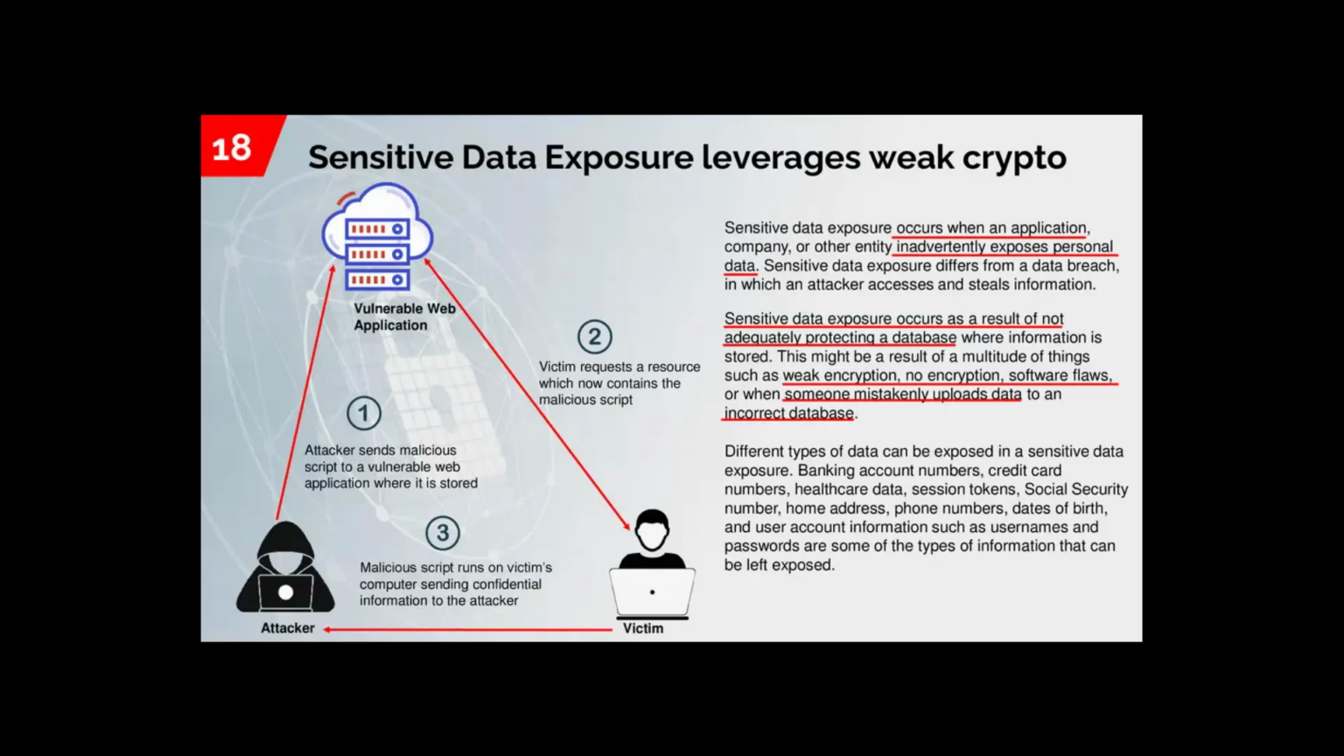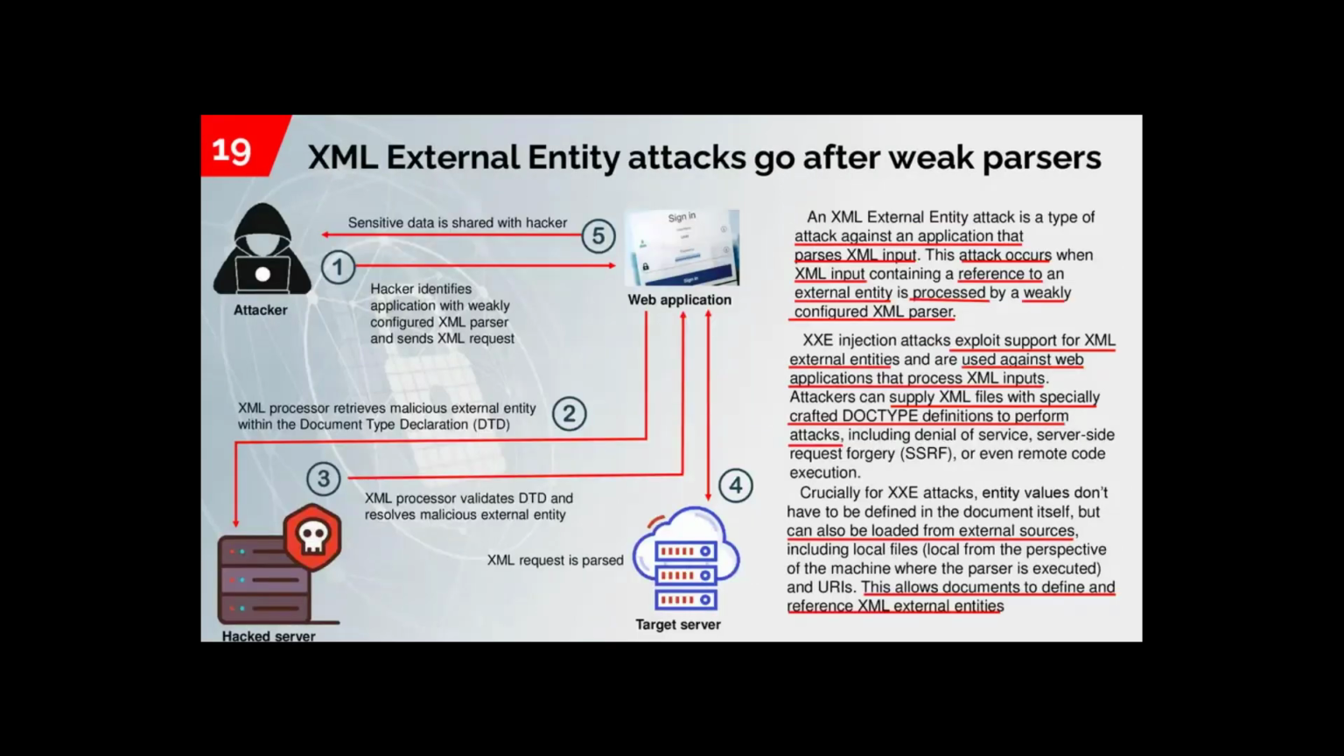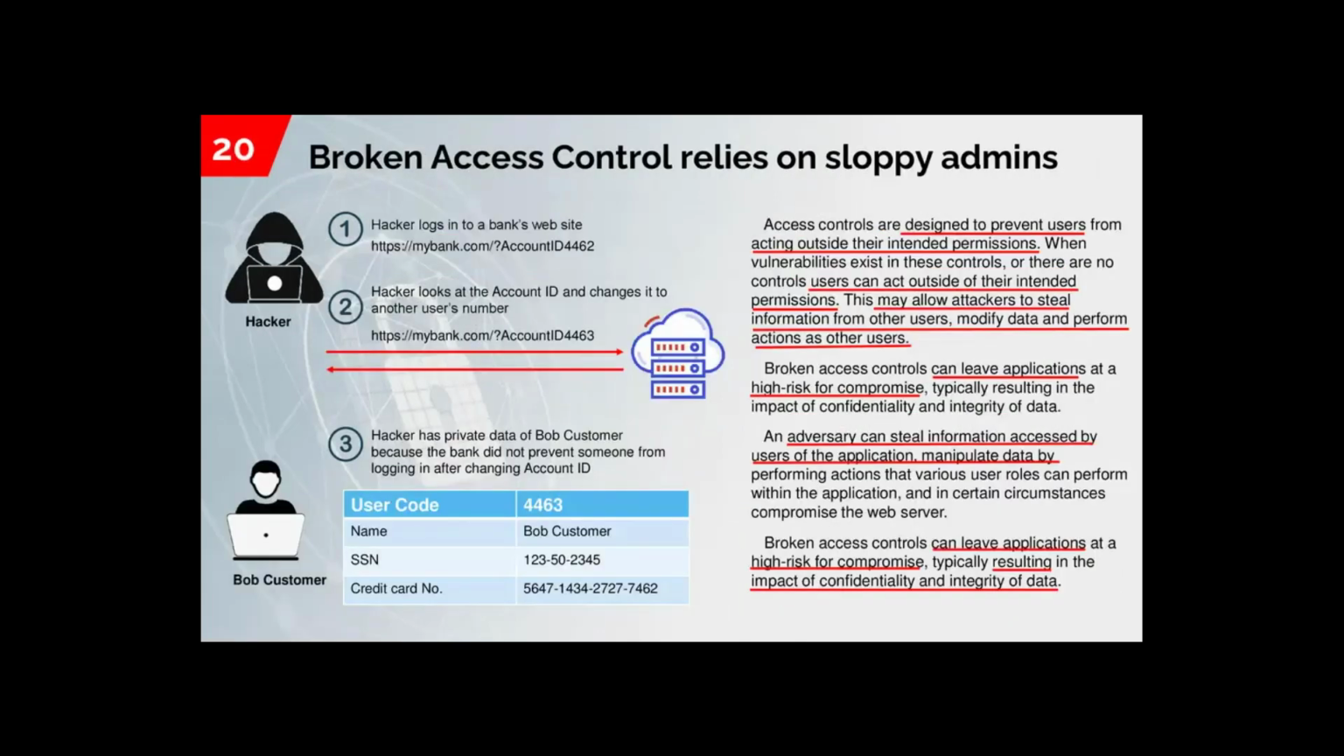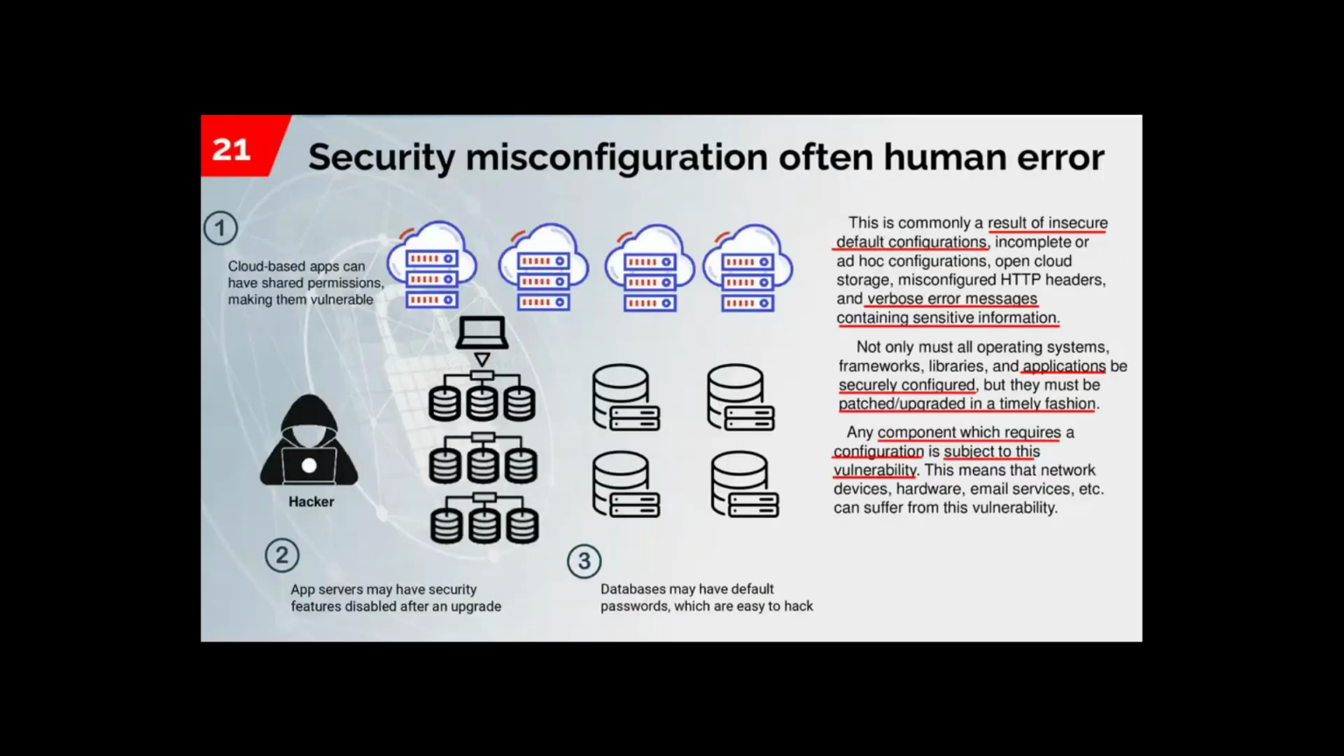So let's say in this case, the hacker sends a malicious script to a vulnerable, previously identified vulnerable web server. Another kind of attack is referred to as the XML external entity attacks. Broken access controls is another sneaky way that the hacker can get your information. So let's say step 1, they log into a bank's website. Another type of security risk is simply called security misconfiguration, which is typically done by human error.